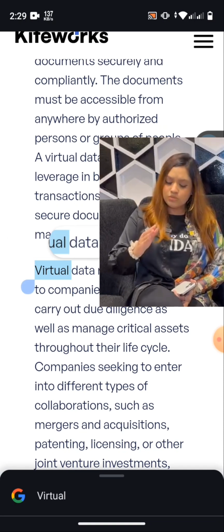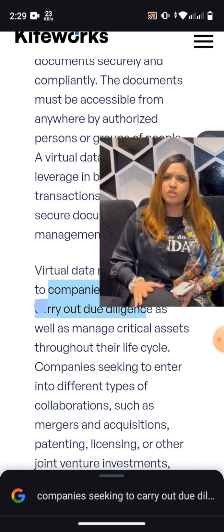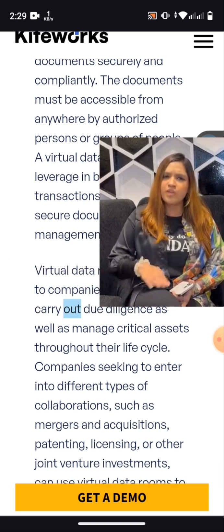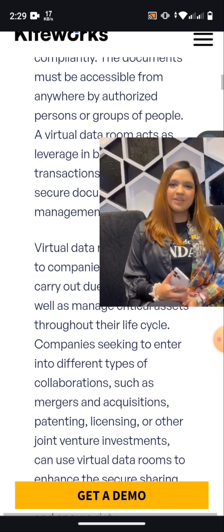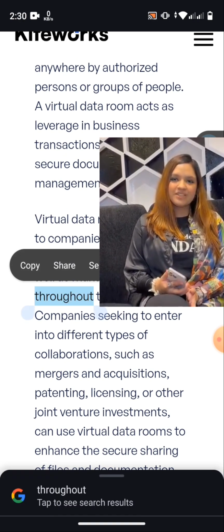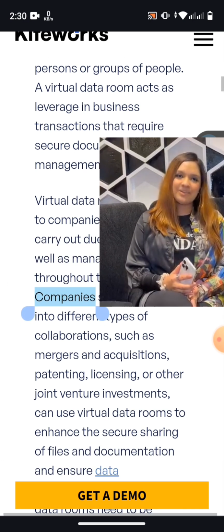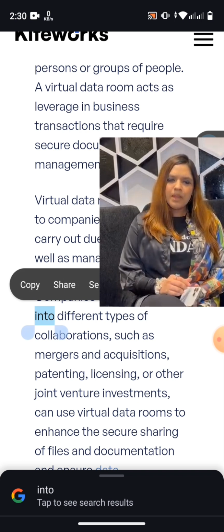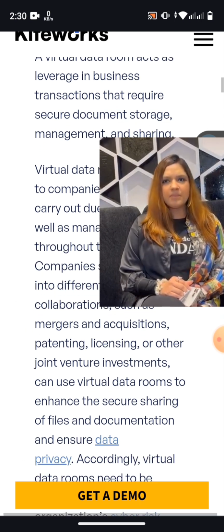These virtual data rooms are used by companies seeking due diligence, and to manage the document life cycle. Companies are also seeking different types of collaboration, such as mergers and acquisitions.